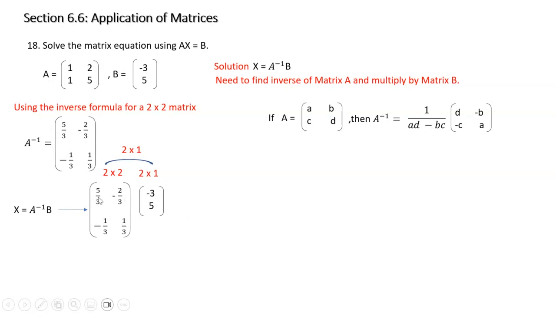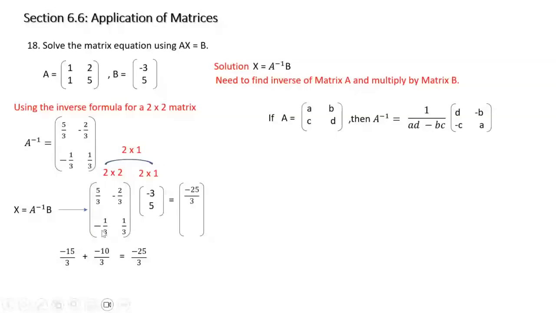So I'm going to multiply 5/3 times negative 3, which gives us negative 15 over 3. Then I add negative 2/3 times 5, which gives us negative 10 over 3. If we do the operation, it gives us negative 25 over 3. That's my first row.